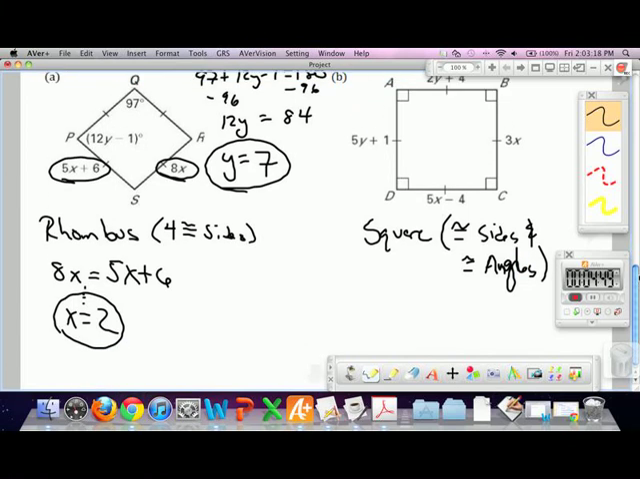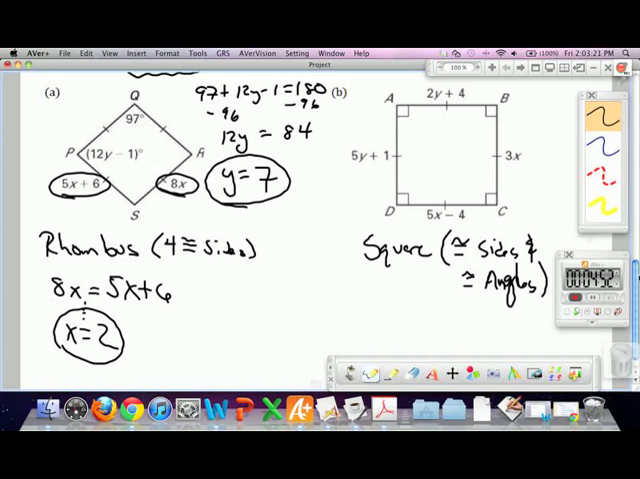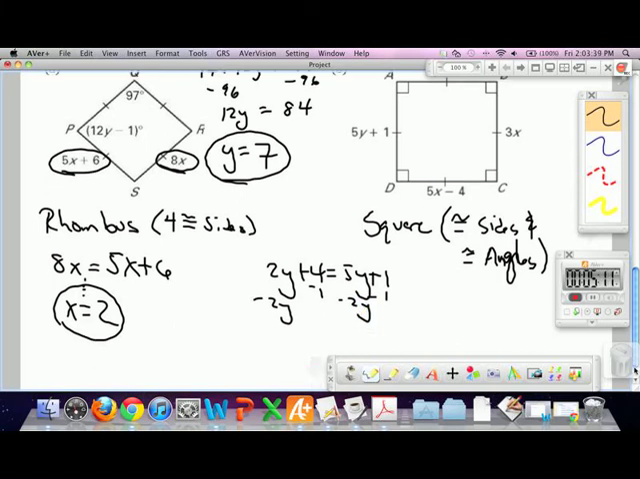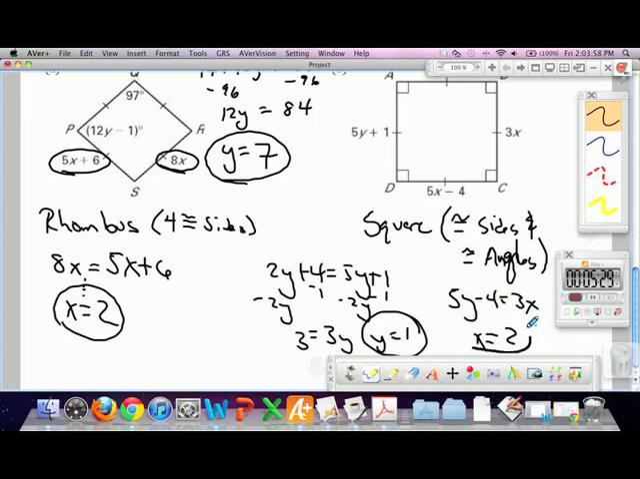So what are some equations we can set up to find what x and y are? 2x plus 4 equals 5y plus 3. We could solve this and you get 3 is equal to 3y. y is 1. 5y minus 4 is 3x. x is 2. And so on.